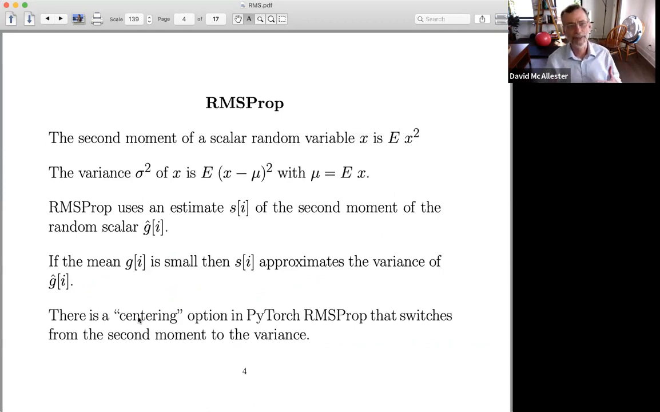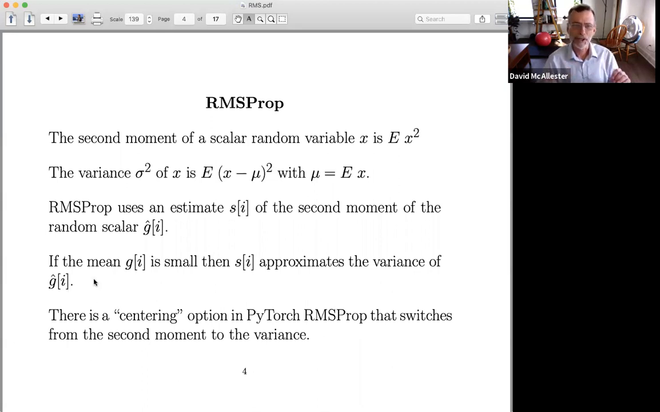Now there's something that's a little bit theoretically interesting here. RMSProp is using an estimate of the sum of the squares. Well, the sum of the squares is not the same as the standard deviation, because the standard deviation takes the sum of the differences between the value and the mean. So the sum of the squares is called the second moment, which is different from the variance.